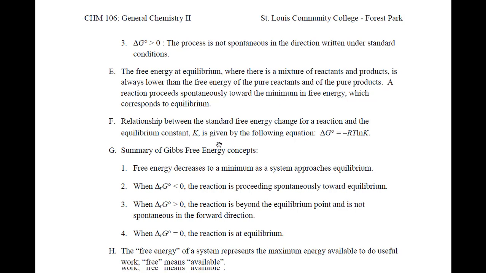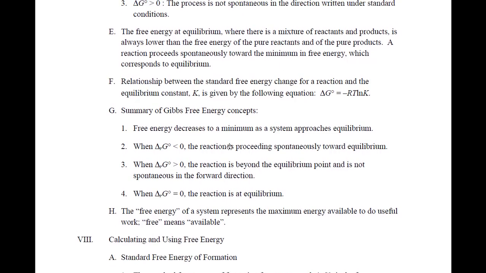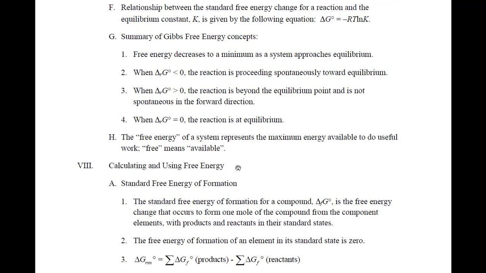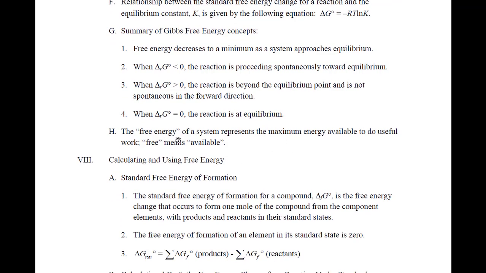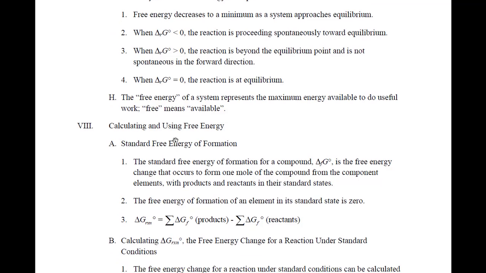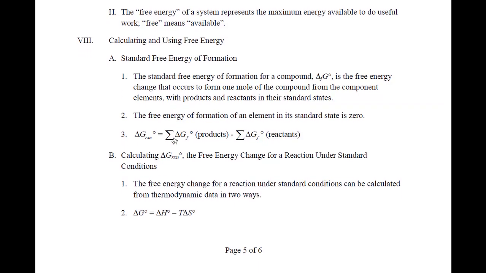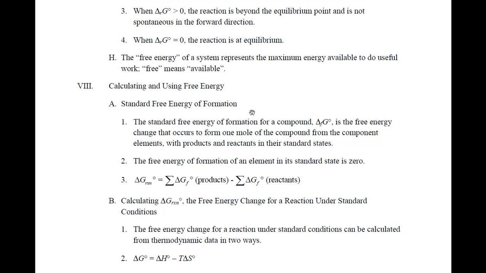There we go. Okay. Now, when we talk about this Gibbs free energy, again, a value less than 0 means it proceeds spontaneously. A value greater than 0 means it's already beyond and is non-spontaneous. And at 0, it is at equilibrium. Okay. And as I said, the free energy is the maximum energy available to do useful work. And free just means available, not free as in cost.